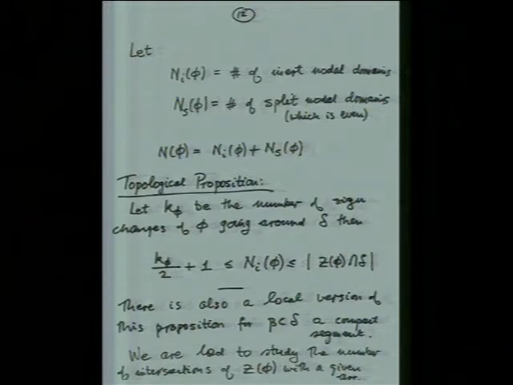Meaning, if I want to understand the number of inert nodal domains, I am more or less reduced to trying to understand the number of sign changes of phi as I traverse this boundary, and I've reduced the problem by one dimension. Doesn't mean the problem's easy. How do you know that phi's changing sign? This is, of course, in that counterexample of the student of Courant, the thing does not change sign around the boundary. And we don't know what these eigenfunctions are.